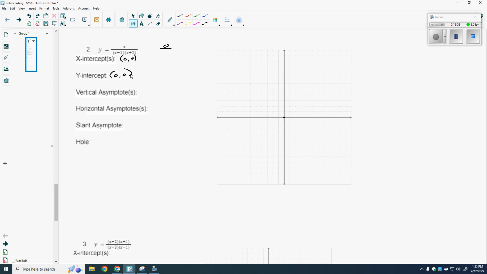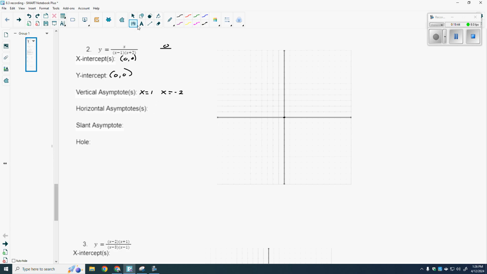Vertical asymptotes. Values for x that make the bottom 0. Well, what makes that 0? 1. So I have one vertical asymptote at x equals 1. I have another vertical asymptote at x equals negative 2.